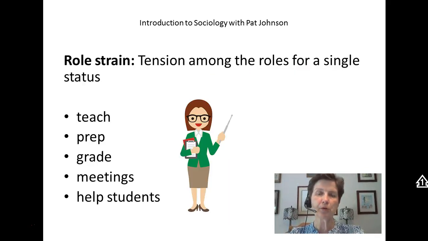The concept of role strain is similar, but this is where there's tension or conflict among the roles for a single status. So again, remember I told you that the role set for being a teacher was to teach, to do preparation for class, to grade, to go to meetings, to help students. And there's often role strain between all of these different responsibilities.